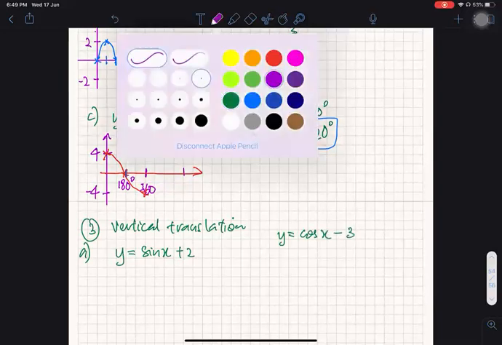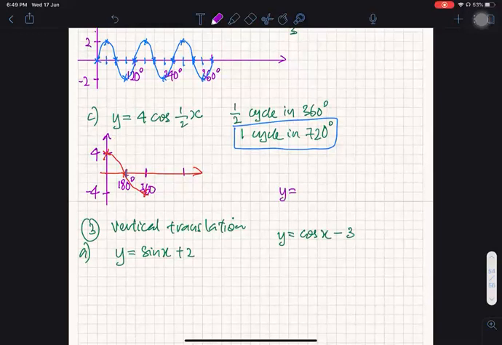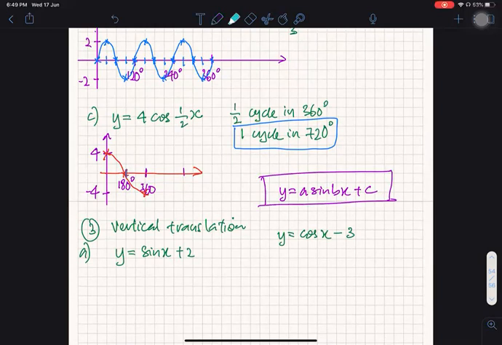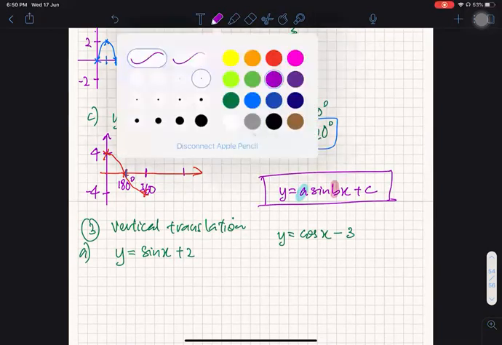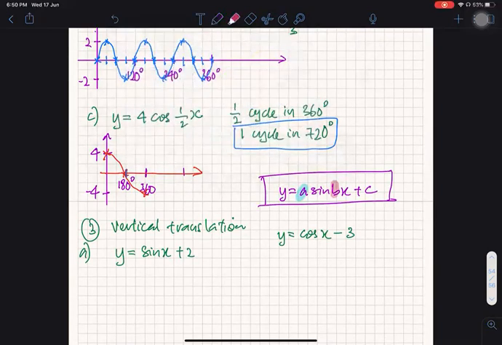So remember the general transformation has the form A sine bx plus c, okay? We have done the A, which is your amplitude, and then we have done the B, which is your period, how many cycles, and now we are doing C. C, plus C can be minus, yeah? So the plus C represents your vertical translation. What it means is you move the entire graph up or down.